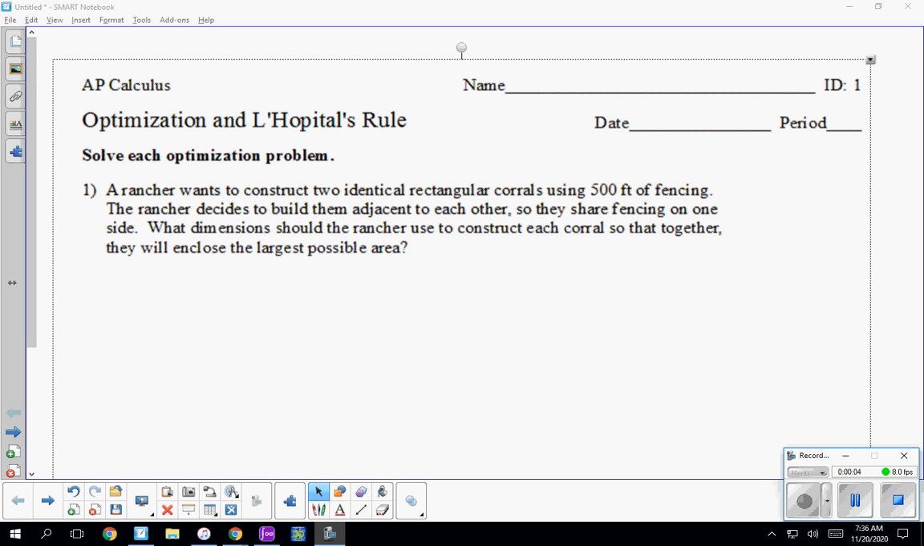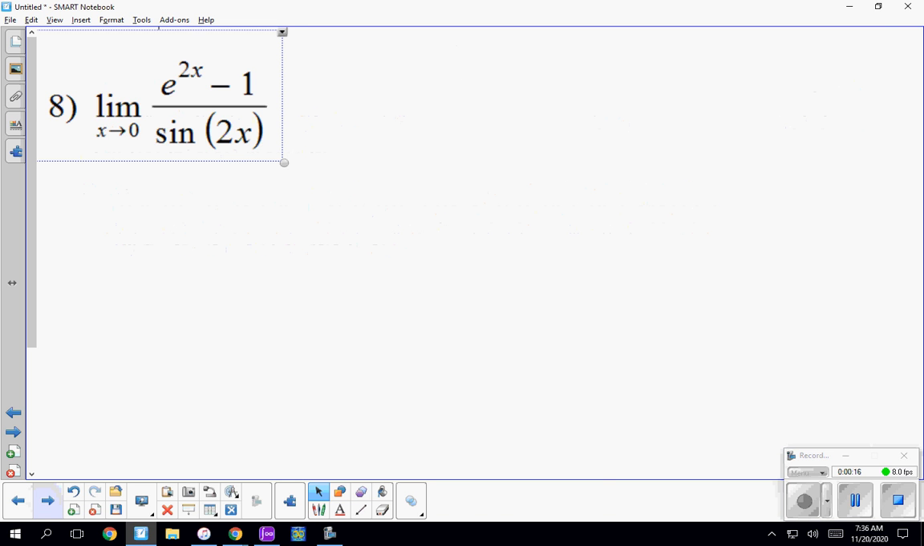In this video, we're just going to go over one problem from each of the worksheets from Friday and Monday. So first we're going to go over one problem from optimization and L'Hopital's rule. So this is what the front of it looks like, but we're going to go over number 8.